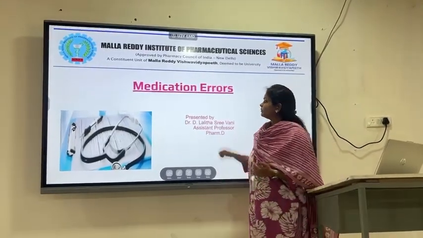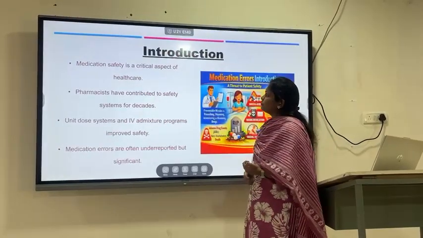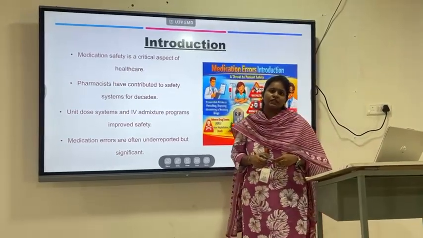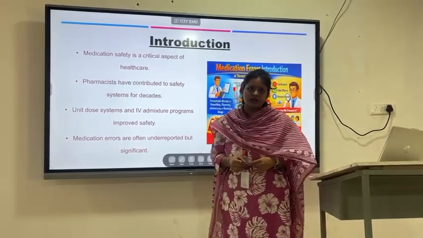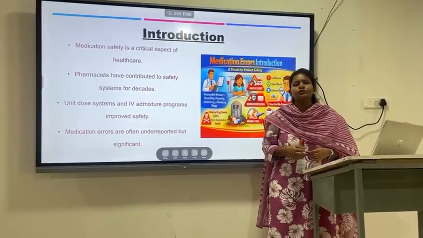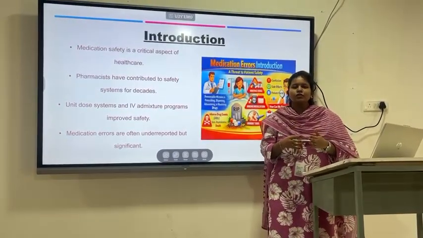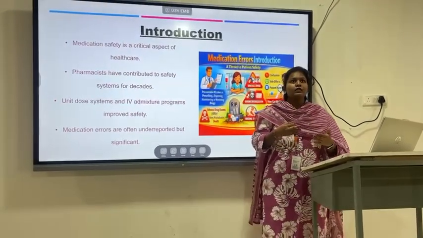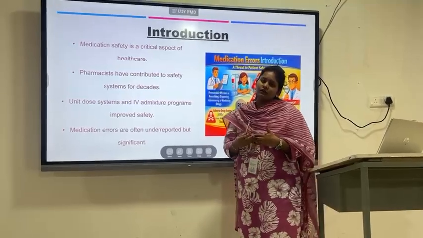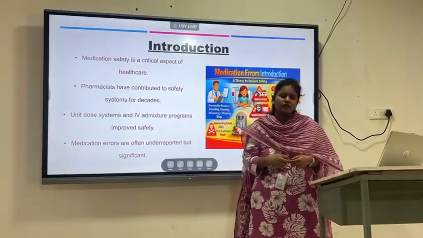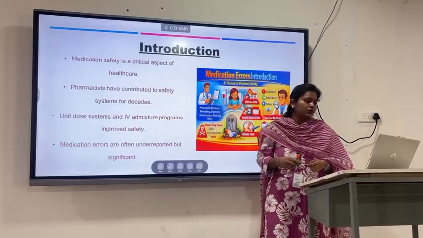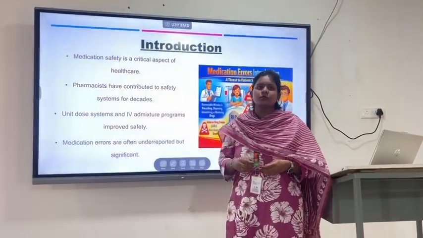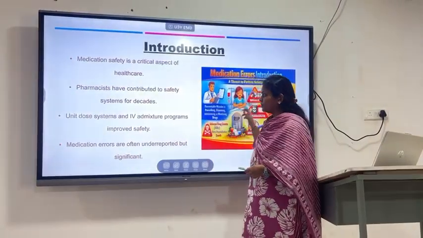Medication errors. Medication safety is a major critical aspect in the present healthcare system. Medication errors occur in hospital organizations due to less knowledge of the patient or the pharmacist, delayed information, or not giving proper information to the patient by the pharmacist or the doctors or the physician. To prevent these, unit dosage systems and IV admixtures have been improved in hospital settings to improve the safety of medication use.